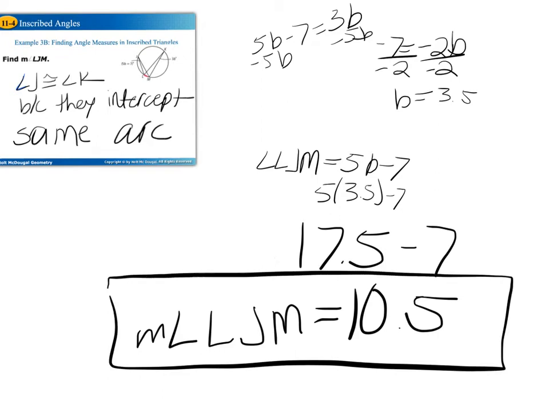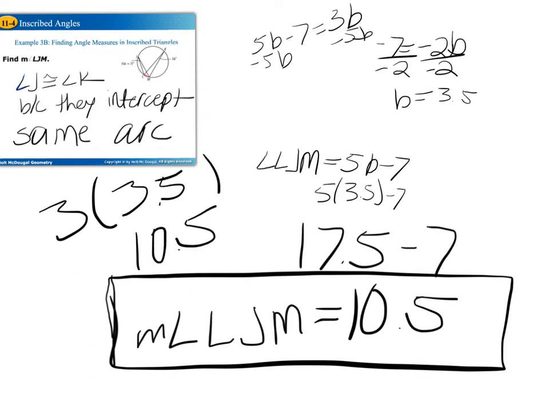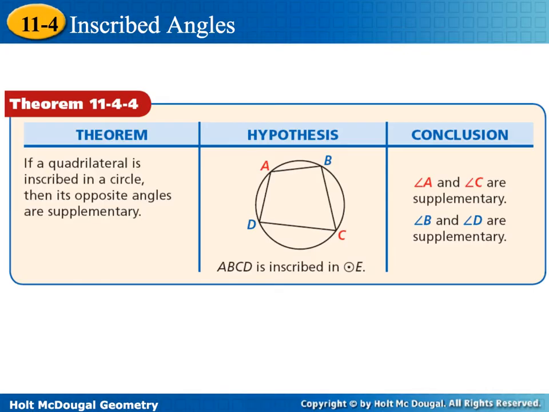Now, to make sure that I did this problem correctly, I can plug it back into angle K and see if I get the same answer. Because they subtend the same arc, they should be the same. So if I take 3 times 3.5, I do get 10.5. So I did this correctly. They should come out to be the same. It's not a coincidence. It's supposed to be. It's fate. It happens.